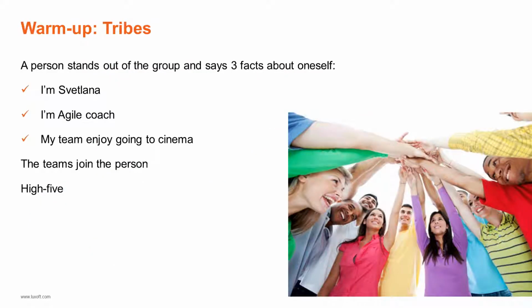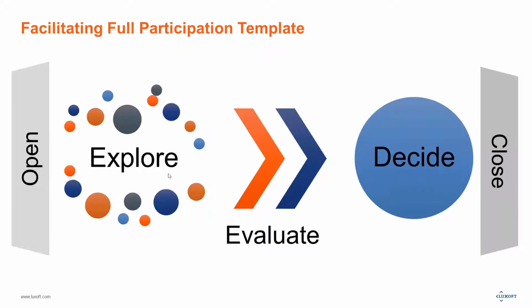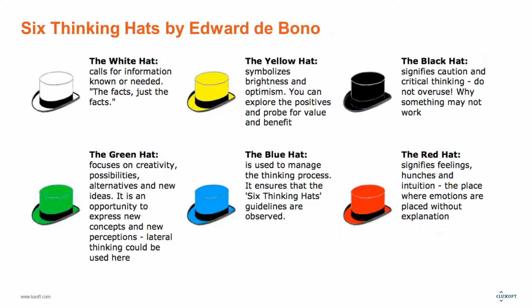Another technique from our sample is 6 Thinking Hats, and it is used for information exploration. So Tribes is used for opening, and for information exploration we can use 6 Thinking Hats. I will provide a very high-level description of each of these techniques, but you can again find it over the internet. This technique focuses on different views on the same problem.